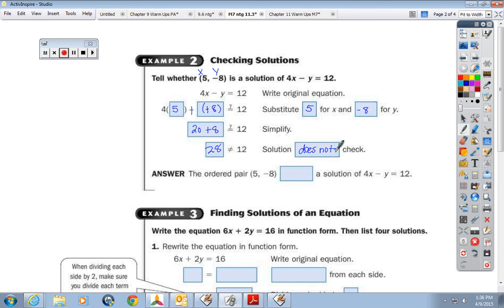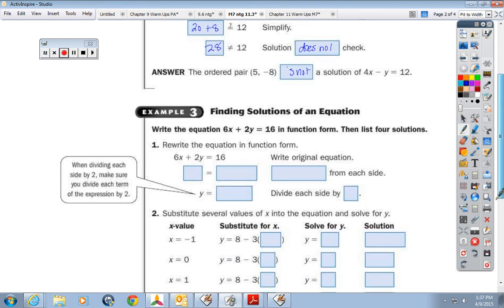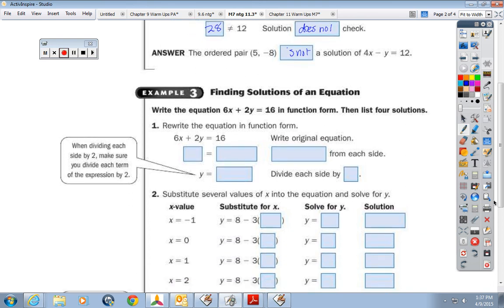You definitely need to know that when you are subtracting a negative number, that's the same thing as adding a positive number. Okay? Now, so we would say the ordered pair is not a solution. Okay? And, okay, we're going to go down to example 3. So this is kind of another, you'll see this under homework too.